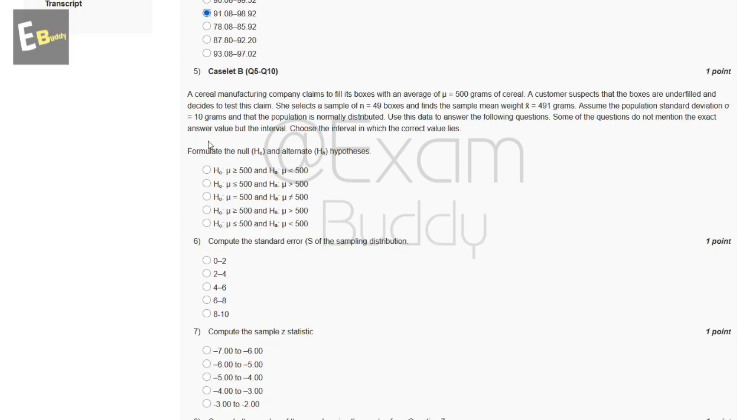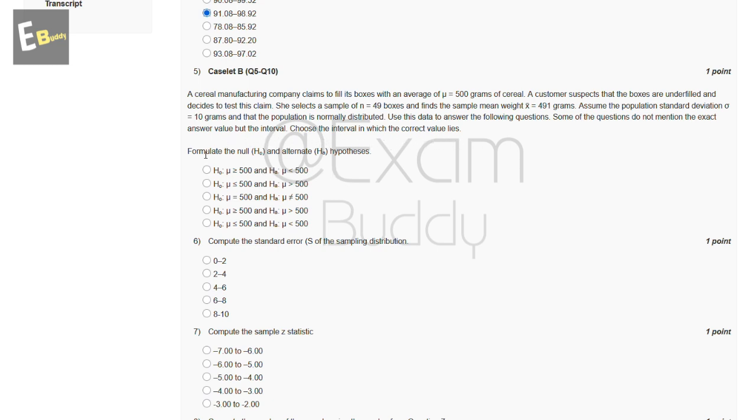Now the fifth question is caselet B. A cereal manufacturing company claims to fill its boxes with an average of mu equal to 500 grams of cereal. A customer suspects that the boxes are underfilled and decides to test this claim. She selects a sample of n equal to 49 boxes and finds the sample mean weight equal to 491 grams. Assume the population standard deviation equals 10 grams and that the population is normally distributed. Use this data to answer the following questions. Some of the questions do not mention the exact answer value but the interval. Choose the interval in which the correct value lies.